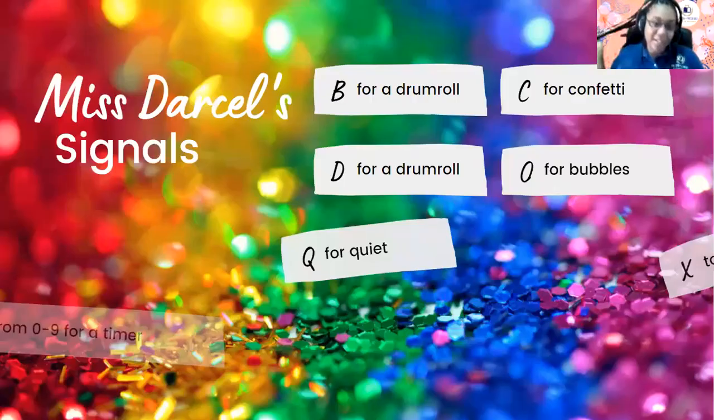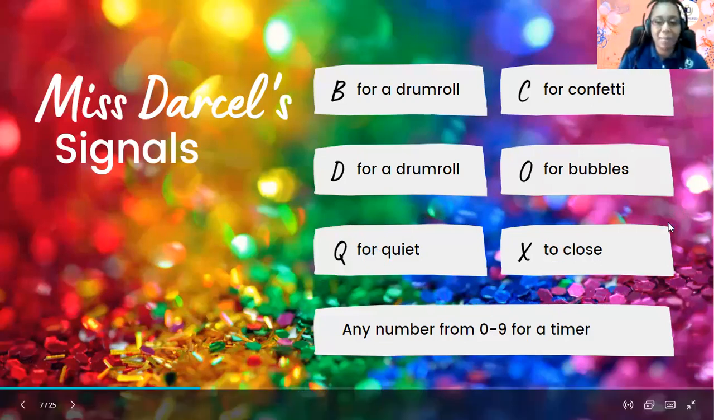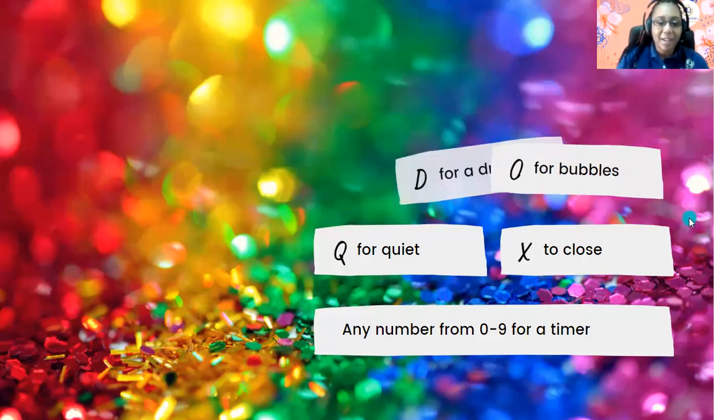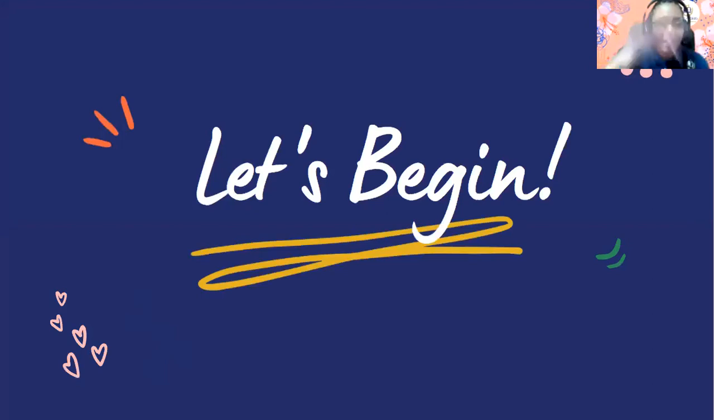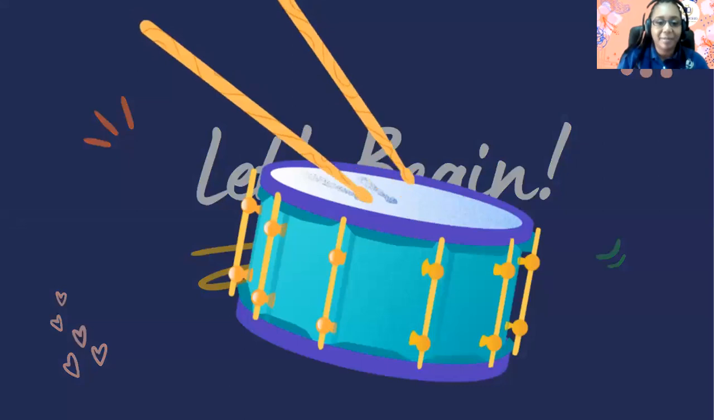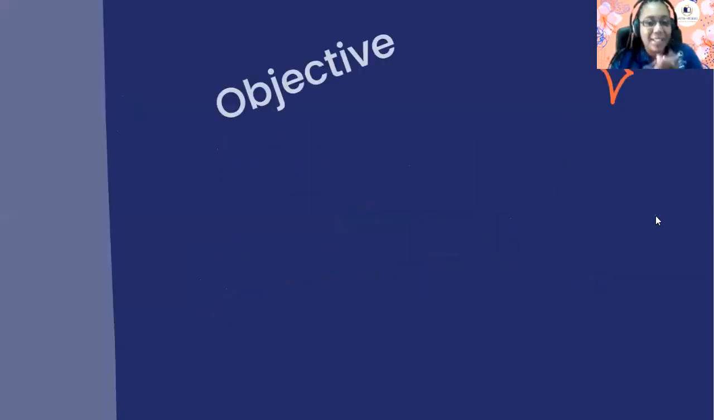Next. You're going to see some signals. Sometimes I might have D for drum roll, C for confetti, zero for bubbles, Q for quiet, and a timer. So you might see some random icons coming up on your screen. Don't be afraid. These are just some of the symbols that I've put up. For example, boom, let's begin. That's one of the pop-ups. All right, let's get started.